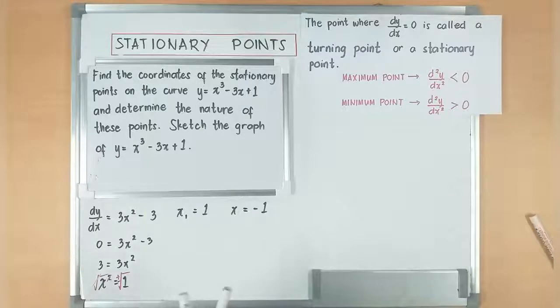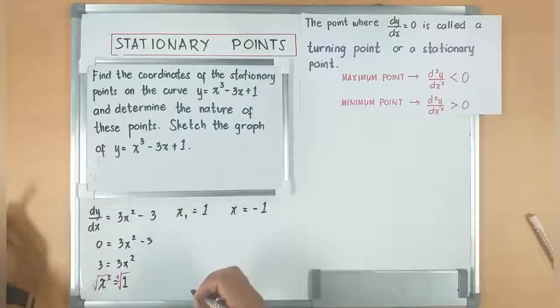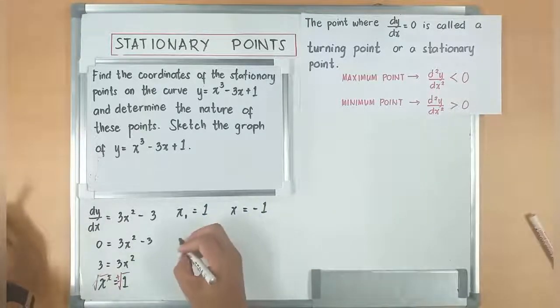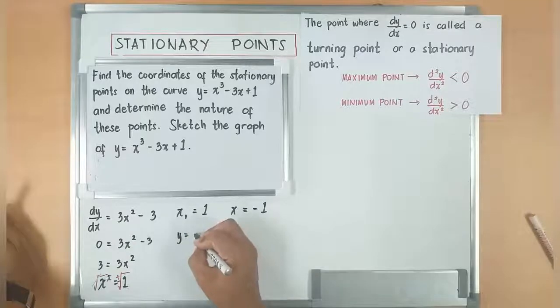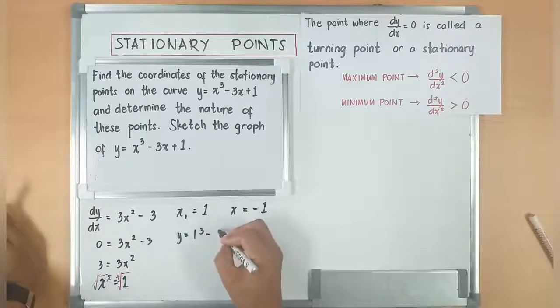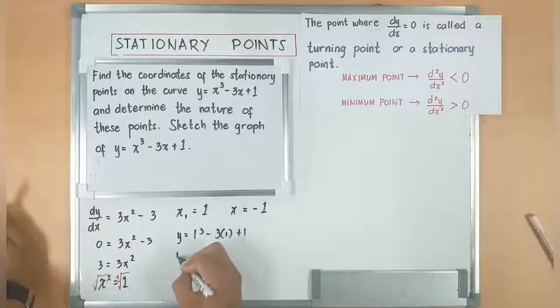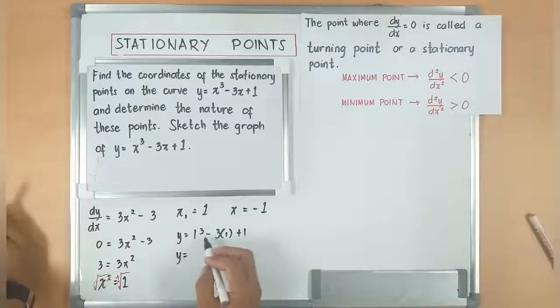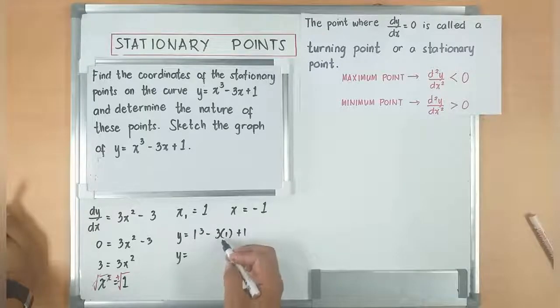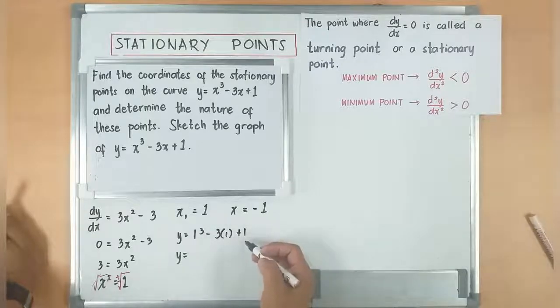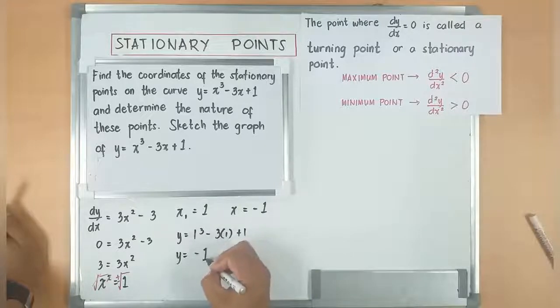So, if x is equal to 1, then y is equal to 1 cubed minus 3 times 1 plus 1. Thus, y is equal to 1 minus 3 plus 1. 1 minus 3 is negative 2. Negative 2 plus 1 is negative 1.